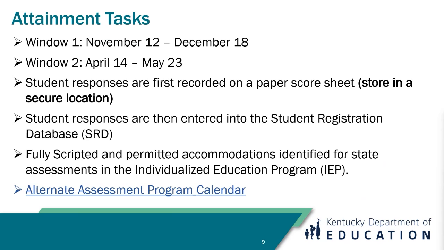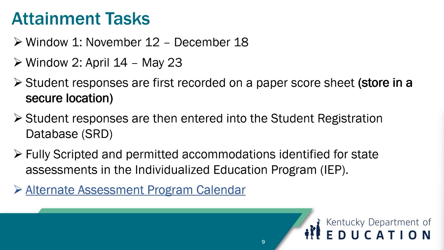There are two test windows for the alternate Kentucky Summative Assessment Attainment Task Administration. Even though there are two test windows, it is one complete assessment split between two windows. As a result, students must take both Window 1 and Window 2, regardless of when they moved into the district or became eligible for the alternate assessment. Window 1 is November 12th through December 18th, 2024, and Window 2 is April 14th through May 23rd, 2025.